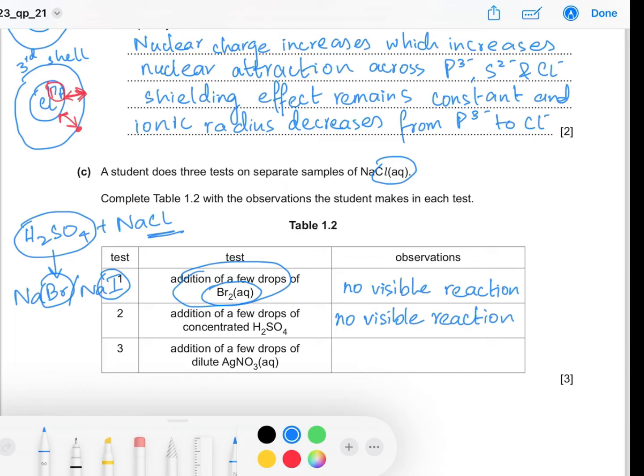Test 3 is the addition of a few drops of dilute silver nitrate to sodium chloride. Well, dilute silver nitrate produces precipitates with chloride, bromide and iodide ions in the colors white, cream and yellow respectively. So you would observe a white precipitate of silver chloride in this case.